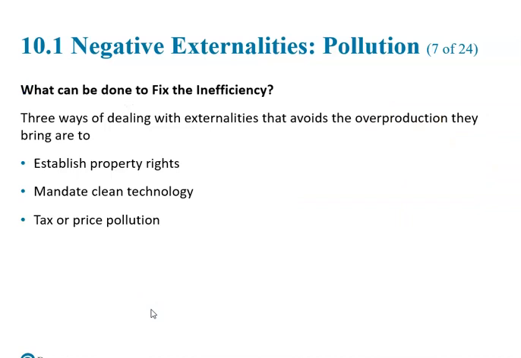So what can be done to fix this inefficiency, which is a byproduct of the overproduction because of not taking into account the cost which is falling on others? So there are 3 classical ways of dealing with externalities that avoid the overproduction. And the first one is to establish property rights. The second one is to mandate clean technology. And the third one is to tax or somehow incorporate a price of pollution into the total price of the product.